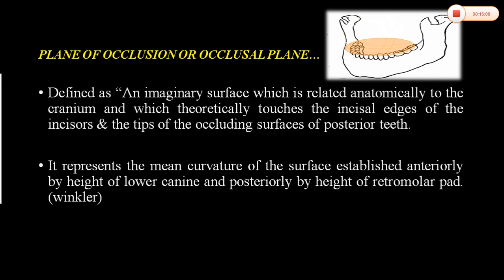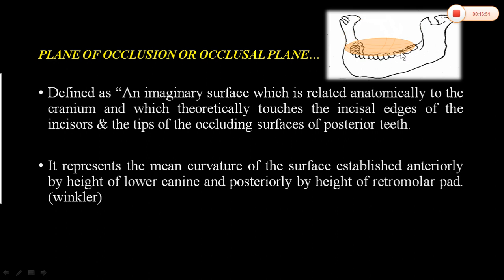Plane of occlusion. You already know, plane of occlusion means the plane of orientation of teeth arrangement, the occlusal surface of the posterior teeth, and what plane it has to take. The plane of occlusion or occlusal plane is defined as an imaginary surface which is related anatomically to the cranium, and which theoretically touches the incisal edges of incisors and tips of the occlusal surface of posterior teeth. This occlusal plane contacts the incisal edges of anterior teeth and tips of the occlusal surface of posterior teeth.